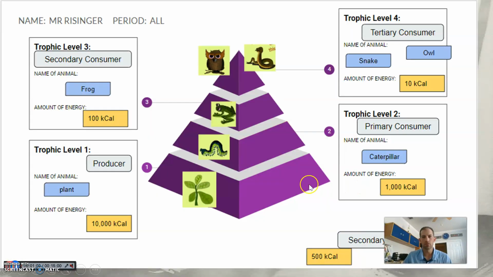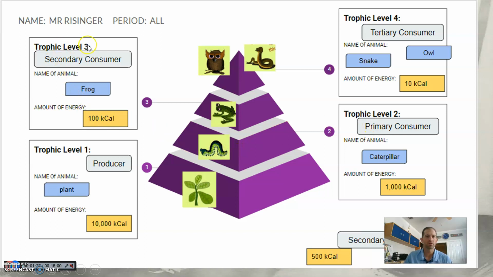Whoa, we have different levels. So the bottom level of any food chain is the pyramid. It's the first trophic level, and it involves producers. Producers are plants. They do photosynthesis. The second level of the pyramid, one level up, or the second level in a food chain, are primary consumers. These are consumers that eat plants. So in this case, we have a caterpillar.